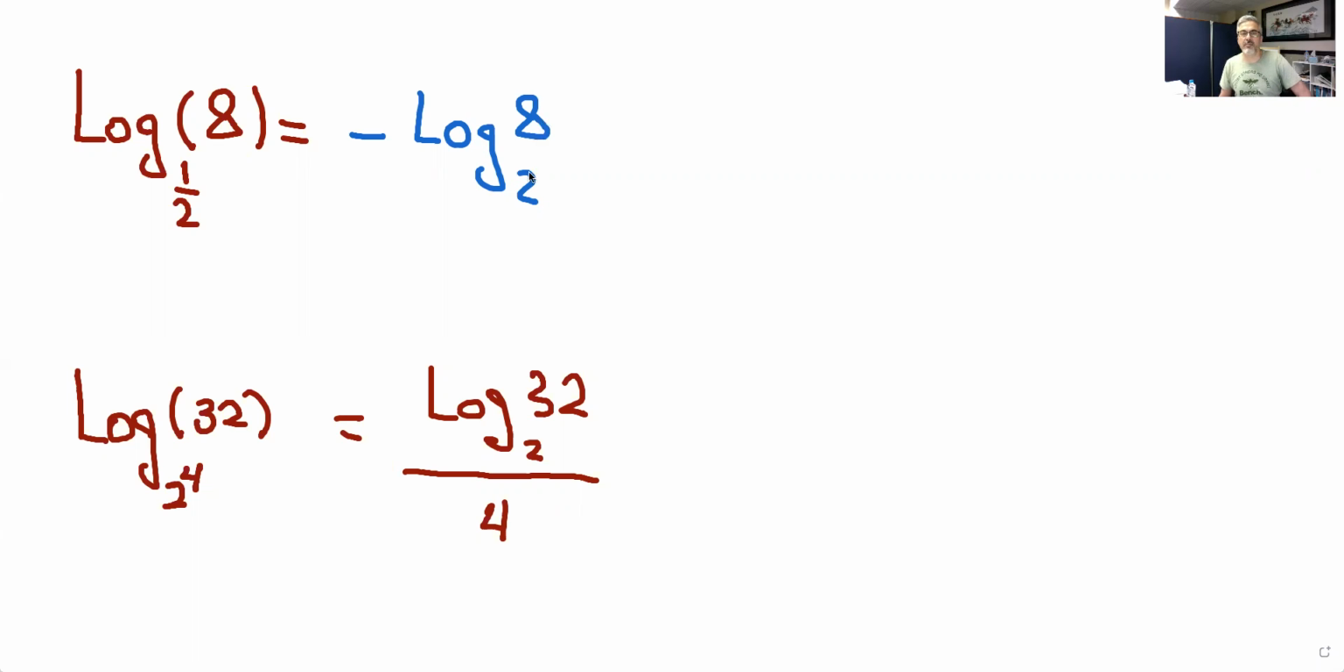log base 2, 8. If you remember from the log rules, this is asking you 2 to the power of what is 8. So that's negative, and log base 2, 8, then it's 3, because 2 to the power of 3 is 8.